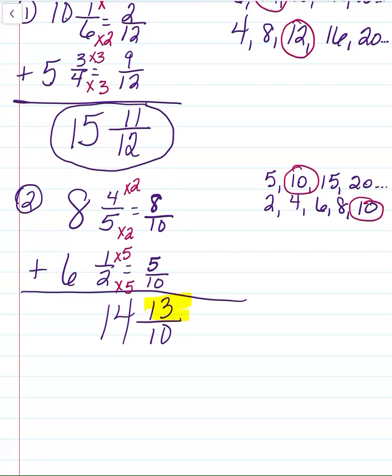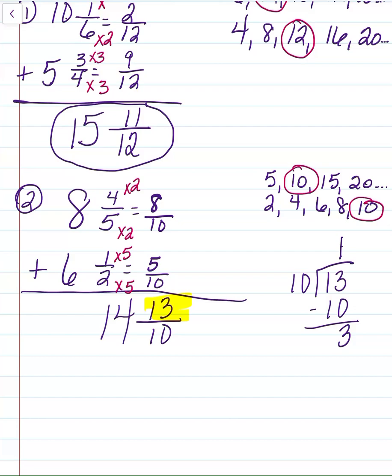And to fix that, we need to see how many groups of 10 are in 13. Because remember, our denominator tells how many pieces we have. So we want to see how many groups of 10. That will give us a whole. So we have one group of 10. There's 10 pieces in it. And that leaves us 3 pieces left over.